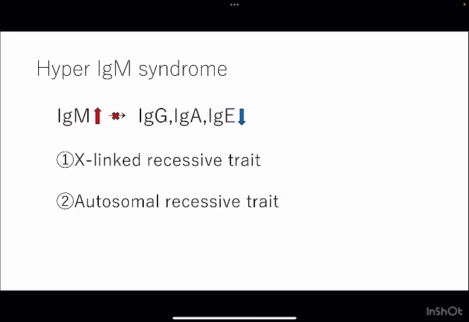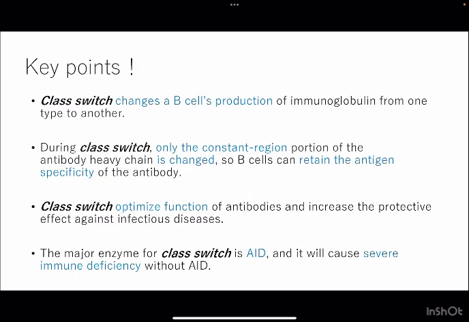There are two types of high IgM. One of these is X-linked, another is autosomal. In both, class switches will not occur genetically. Therefore, class switches are important for the immune system to respond more specializedly to infections. This is today's key points.